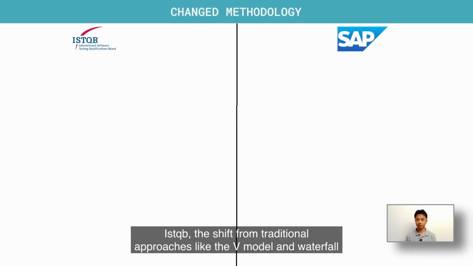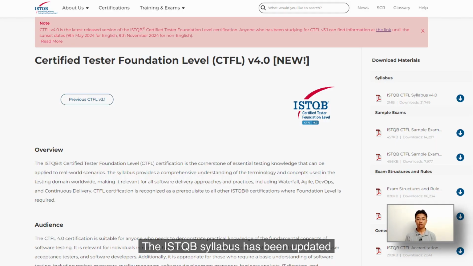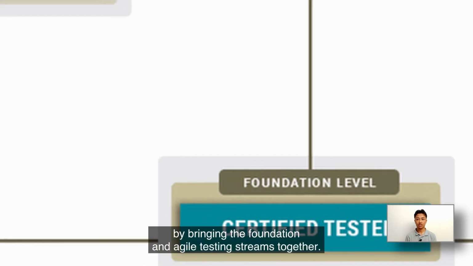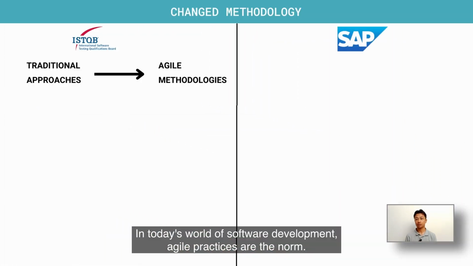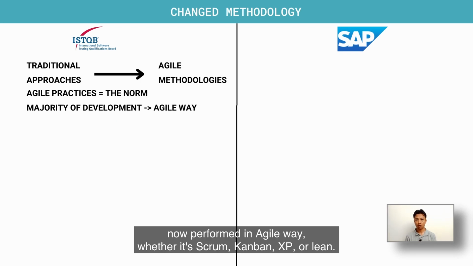ISTQB, the shift from traditional approaches like the V model and waterfall to Agile methodologies such as Scrum and Kanban. The ISTQB syllabus has been updated by bringing the foundation and Agile testing streams together. In today's world of software development, Agile practices are the norm. The majority of development activities are now performed in an Agile way, whether it's Scrum, Kanban, XP or Lean.